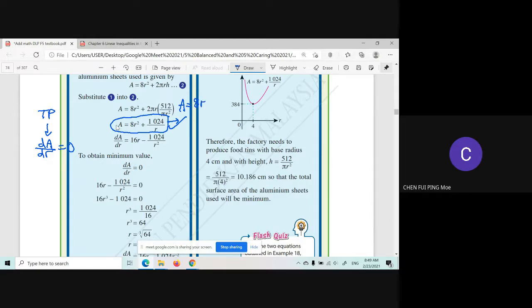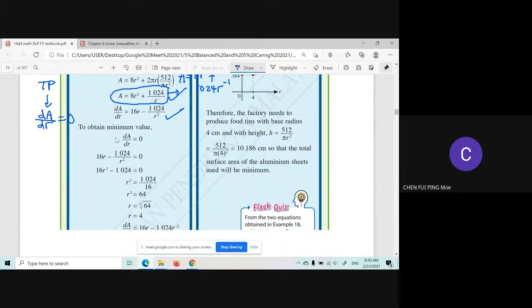So have 8 pi r squared. This one becomes plus 1024 r power negative 1. So already it is a number times x power something. So you can try to differentiate now. So at time 2, you have 16. r copy down. Power minus 1 becomes power 1. And then this one minus 1 times 1024. You have minus 1024. r power minus 1 becomes power negative 2. So power negative, so bring down. So you get dA/dr as this one.